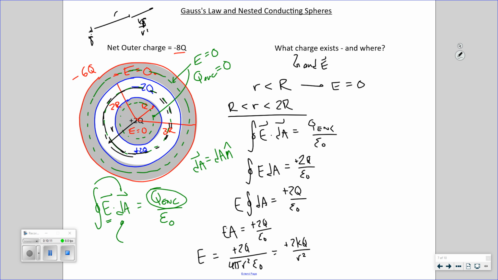Now, a couple of values of that are important. That's in a general region between, in this general region in here. See where I am? In this region. A special place we could say, well, how about at r is big R, at the actual surface of that inside one, we get that E is 2kQ over big R squared.